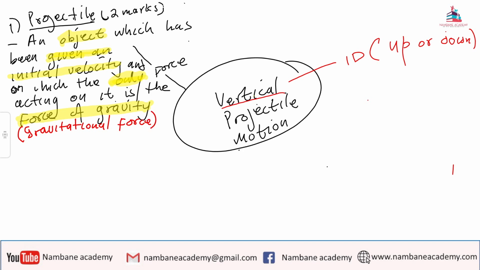Furthermore, we move now to the second part of vertical projectile motion. We said vertical motion in 1D, up or down, of a projectile object. But what do we call this motion, which is now our number 2? It is what we call a free fall motion. But how do we define free fall?